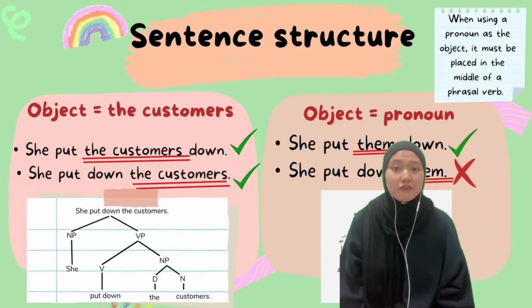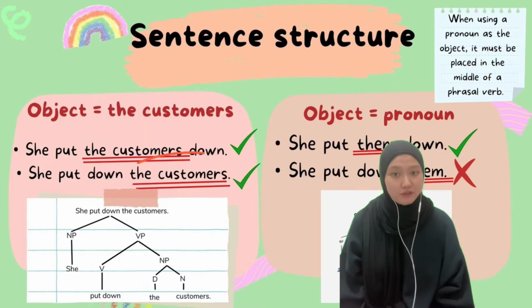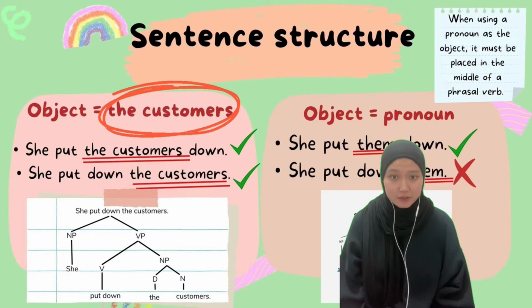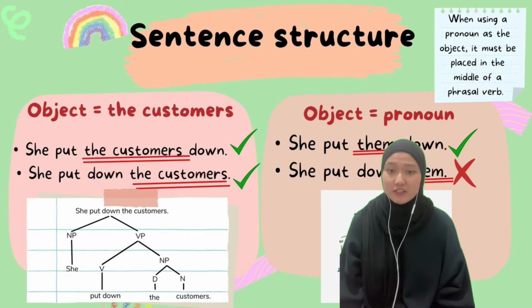If you are using a phrasal verb in your sentence, always remember that if the object of the sentence is a noun, then you may place the object of the sentence in between the phrasal verb or after the phrasal verb. For instance, the object of the sentence here is the customers, which is a noun. Therefore, it could be placed either in between the phrasal verb or after the phrasal verb.